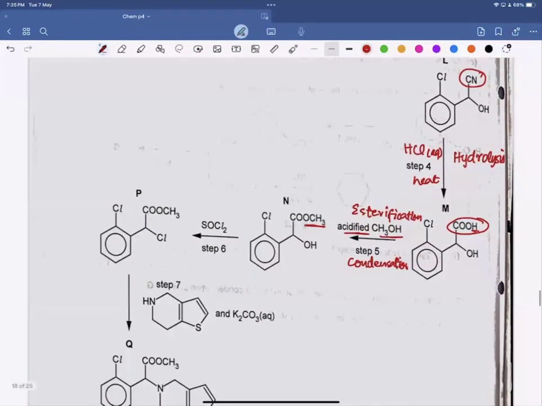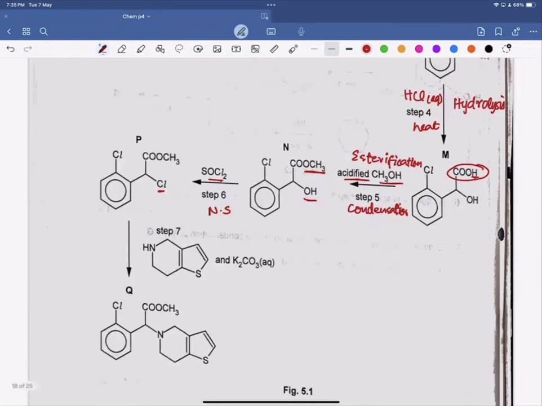Then in this step, you see SOCl2 is used and this OH is replaced by chlorine, which means it's a nucleophilic substitution reaction. Now in step 7, this reagent has been added, and you see this chlorine over here gets substituted by the nitrogen. So this is also a nucleophilic substitution where an amine group displaces the chlorine. That's what you have studied in your AS syllabus.